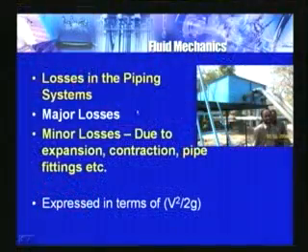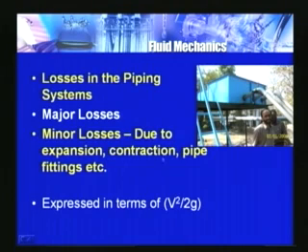As we discussed, the losses can be major losses and minor losses. We have seen that the minor losses can be put in terms of K into V square by 2g, where V is the average velocity in the pipe, and K is a coefficient with respect to various minor losses like expansion, contraction, pipe fittings like junctions, bends or T junctions, then valves, etc. So this we have seen in the last lecture. Now further we will discuss more about the various minor losses as far as pipe systems are concerned.